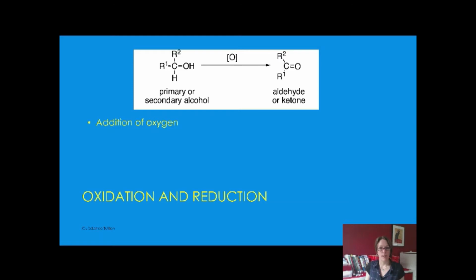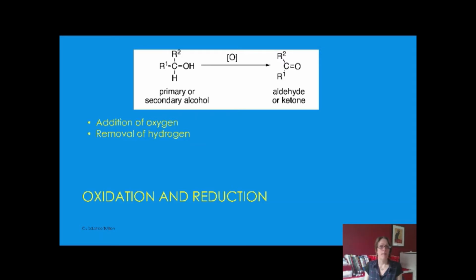But in terms of organic definitions of oxidation and reduction, we can go back to our basic ideas of addition of oxygen. But if you look at this example, it's not actually adding oxygen to the molecule itself. So there is oxygen present, but what the oxygen does is actually remove hydrogen from the OH group and from the adjacent carbon. So removal of hydrogen is also oxidation.